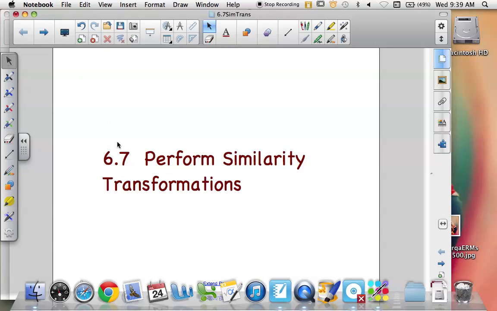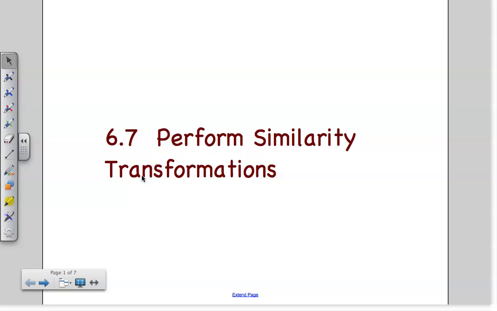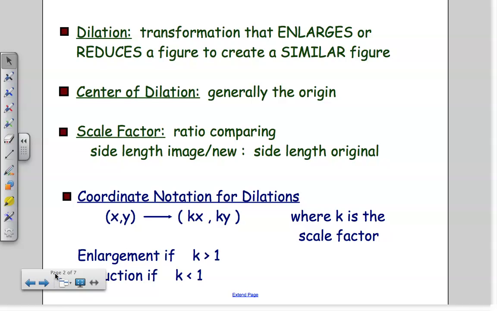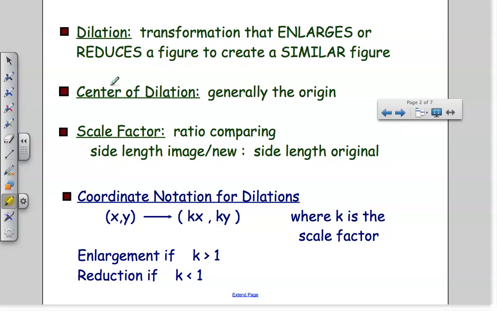Section 6.7, we're going to perform similarity transformations, mostly in the coordinate plane. We dealt with transformations before, but all of our transformations that we did before were congruence transformations, and they kept the same shape and the same size. But today with dilations, we're still doing transformations. We're changing a figure, but this time we're going to enlarge or reduce it. It's not going to stay the same size or shape, but it is going to be a similar figure.